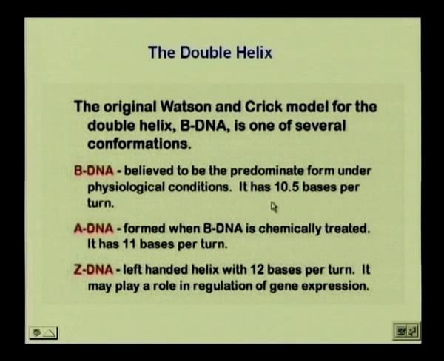And there are 10.5 bases per turn, just like we had a certain pitch of the alpha helix, it is similar to something like that. When we have the A DNA, this is formed when B DNA is chemically treated. It basically does not have those water molecules in the water spine. That is what A DNA is, and it has 11 bases per turn. The Z DNA, as it is called, is a left-handed helix with 12 bases per turn, and it usually plays a role in gene expression. So, these are the three forms of DNA, and the most common by far is the B DNA.